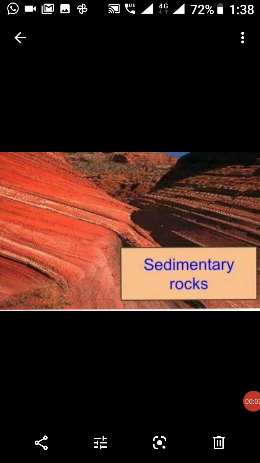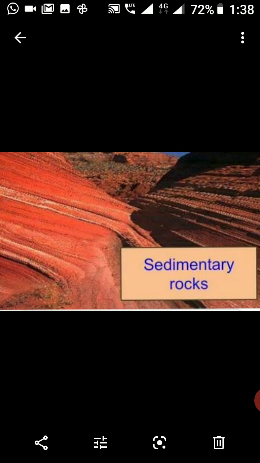Hello dear students. In this session I am going to explain about sedimentary rocks. Formation: how these sedimentary rocks are forming. The process of formation of sedimentary rocks is with erosion of pre-existing rocks, transportation of eroded material, and the third step is deposition of transported material into massive rock by welding or cementation.